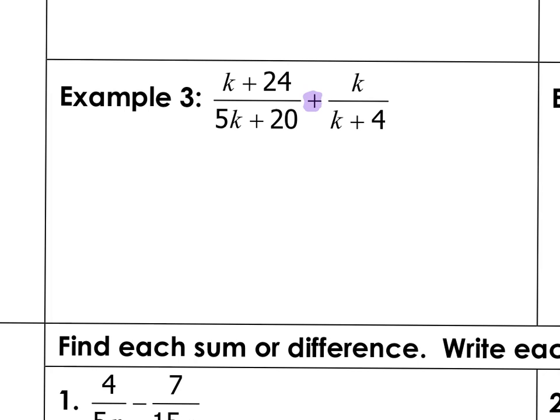I can do that. Sometimes that's a long, hard way. Did you hear that big sigh? So I'm actually going to try and find my common denominator. That means I'm going to factor my denominators.